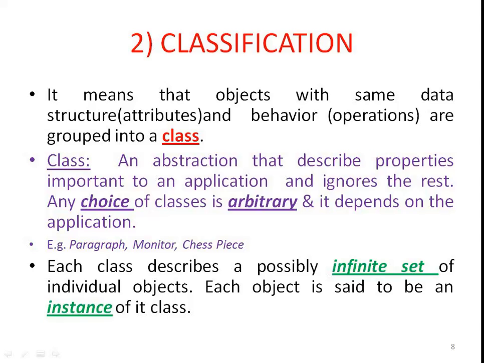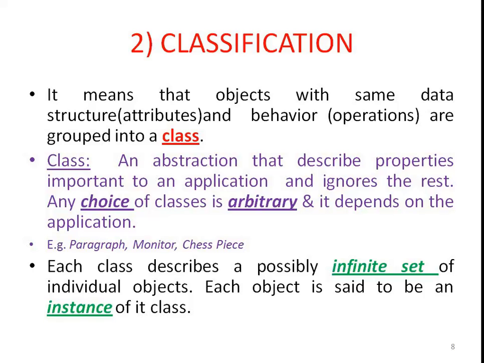So the second aspect is classification. What do you mean by classification? It means that objects with the same data structure and behavior are grouped into a class. So all objects with the same data structure and operations grouped in a class is called a class. Take students: roll numbers 1 to 64 all have the same data and behavior, so they are grouped into a class.